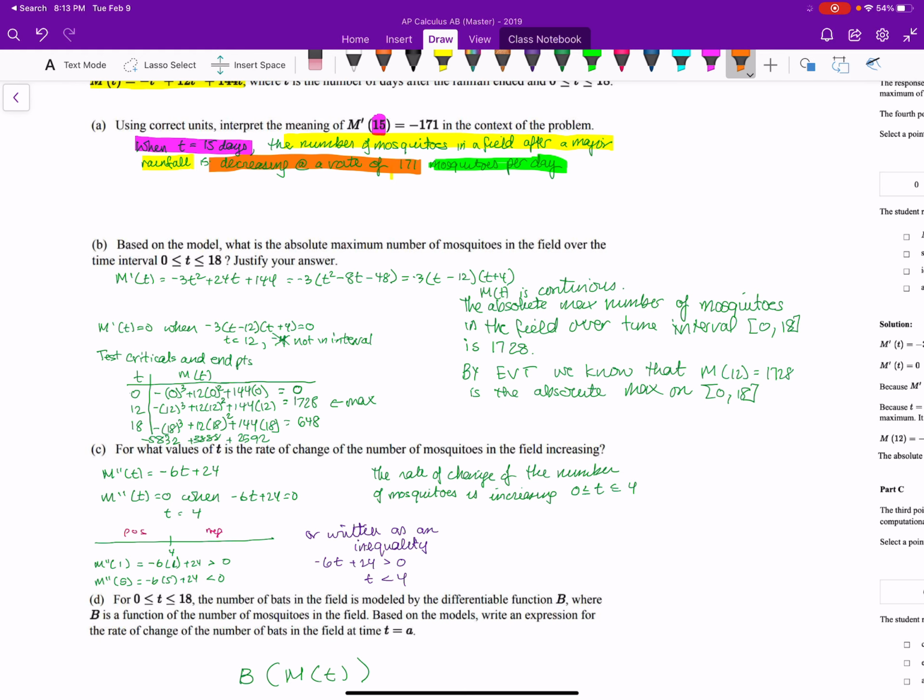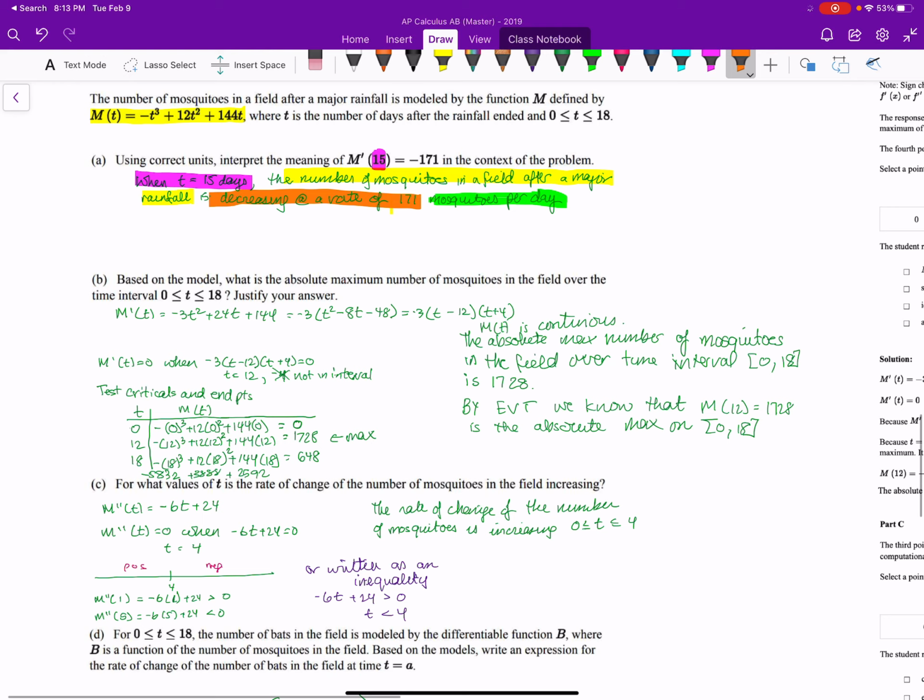But negative 4 is not in the interval we're interested in. We're in from 0 to 18. So therefore, we're just going to use the 12. I test the critical number and the endpoints. In this case, I know that m of t is continuous because it's a polynomial function. So essentially, I'm going to use the EVT, the extreme value theorem, to help me sort of prove or show this.